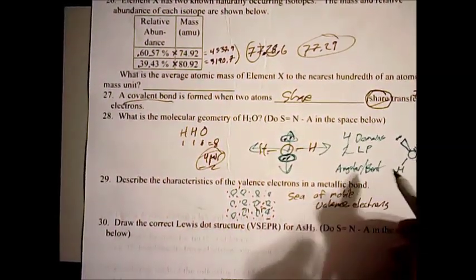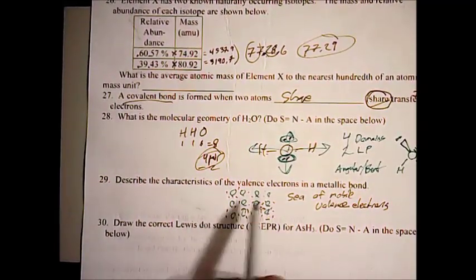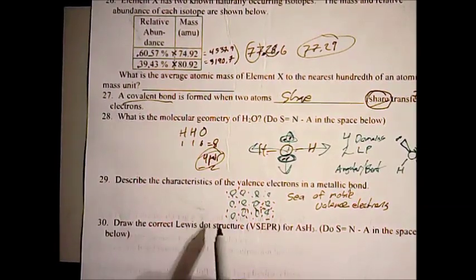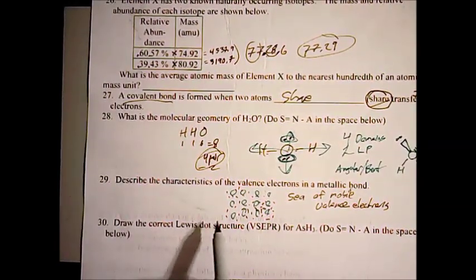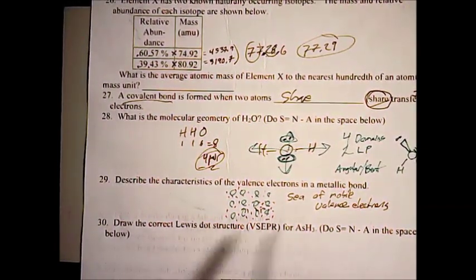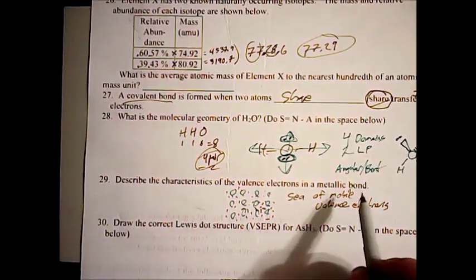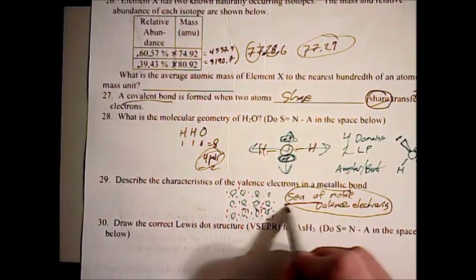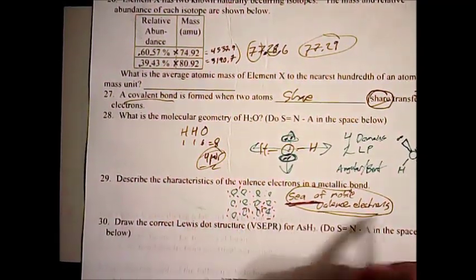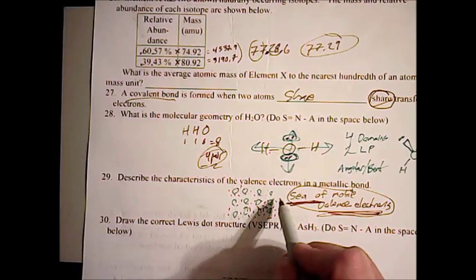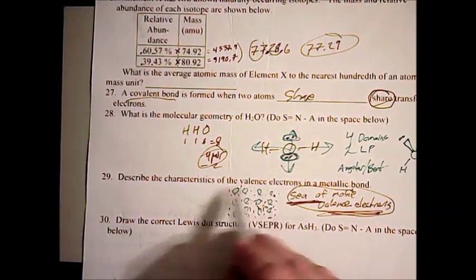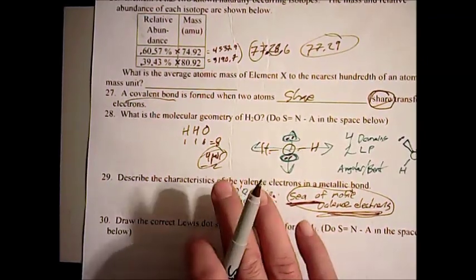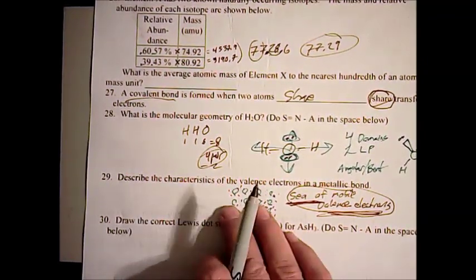And those things are responsible for almost all the properties of metals. It allows us to dent a metal. It allows a metal to have electricity flow through it and heat flow through it. And it's why they're ductile. But the sea of valence electrons, the electrons move all over the place in a metallic bond. They're not stuck like they are in a covalent bond.